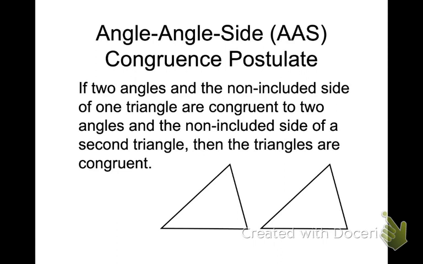So what would a non-included side look like? If I put a single arc at my bottom left angle and a double arc on my top angle, I've got two options of a non-included side. As long as it's not the included side, so either this one or this one, those would be your non-included. So maybe I put it over here.